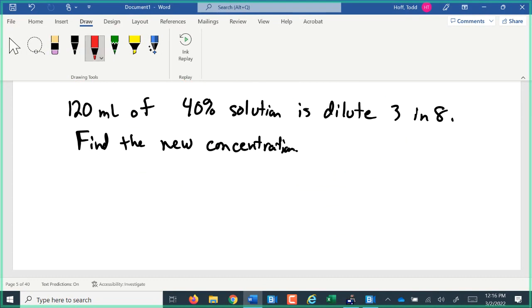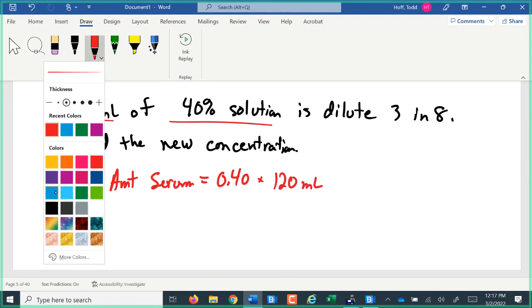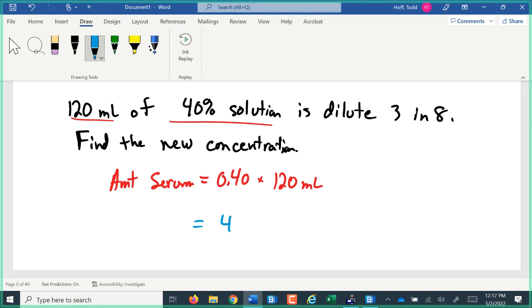Well, we start out, we have 120 milliliters of 40% solution. We want to look at our amount of our active ingredient, the amount of serum. That's just going to be our concentration, 40%, as a decimal, 0.4, times our total amount, 120 milliliters. And we multiply that out, 0.4 times 120 is 48 milliliters. Now, when we dilute it, the amount of serum does not change.